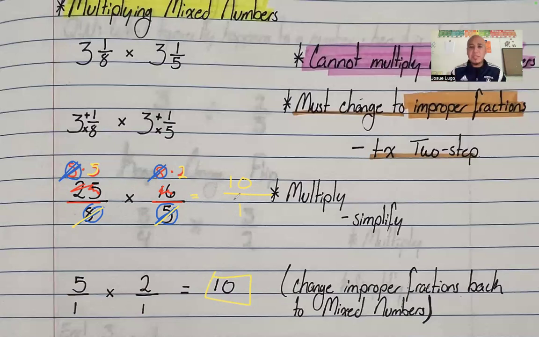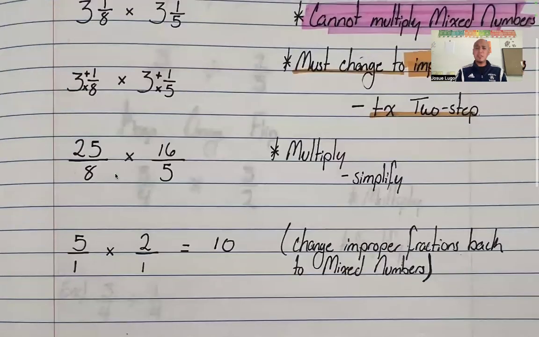Main thing to remember, guys, from this is that you cannot multiply mixed numbers. We must change the mixed number into an improper fraction following the Texas two-step. Once you do that, you just multiply through the same way that we learned recently. If your answer is an improper fraction, we must change it back into a mixed number using division. And if you need to review that, I recommend you watch the beginning of the video again.